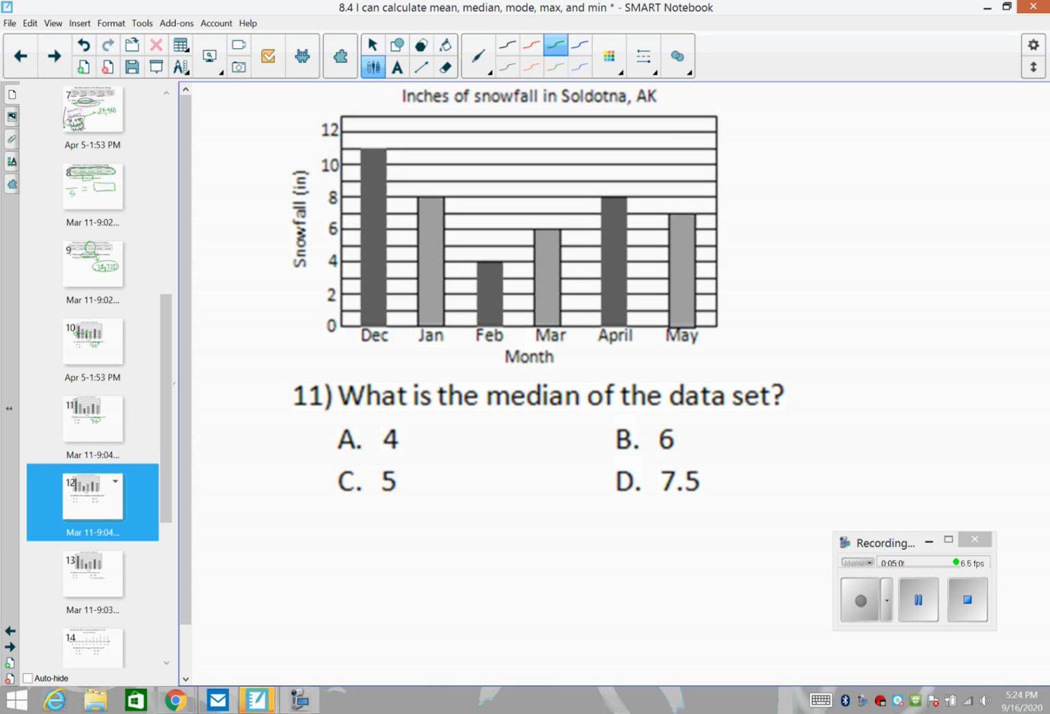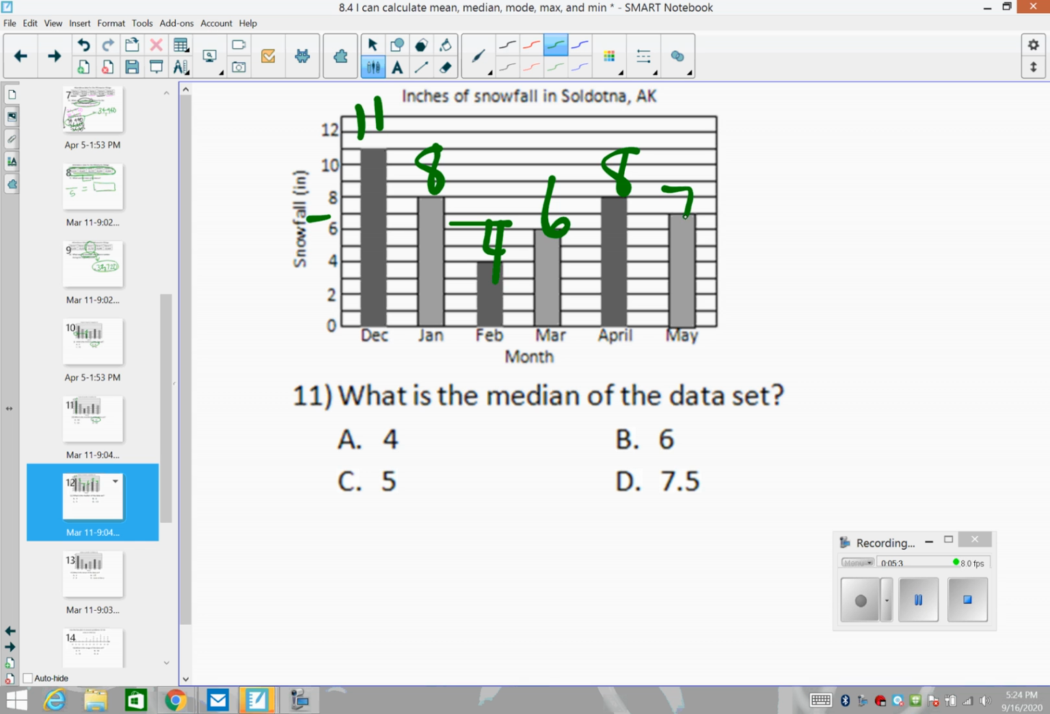What about the median, though? How do we calculate the median? Well, same idea. We're looking at the bars, so that's 11, that's 8, that's 4, that's 6, that's 8, and that's, what is that? It looks like it's halfway between. That's 7. I'm going to take a step back and make sure that yes.